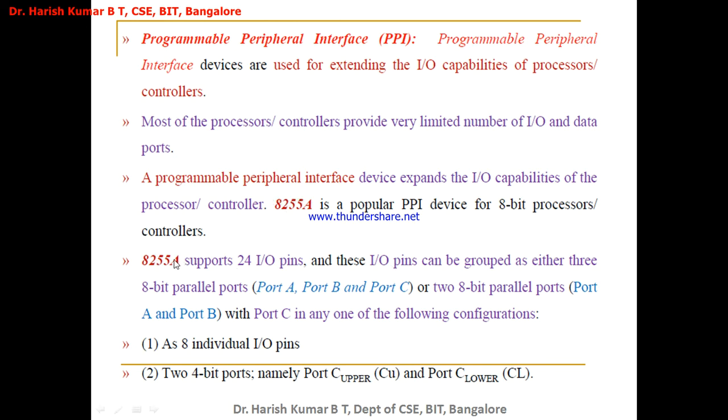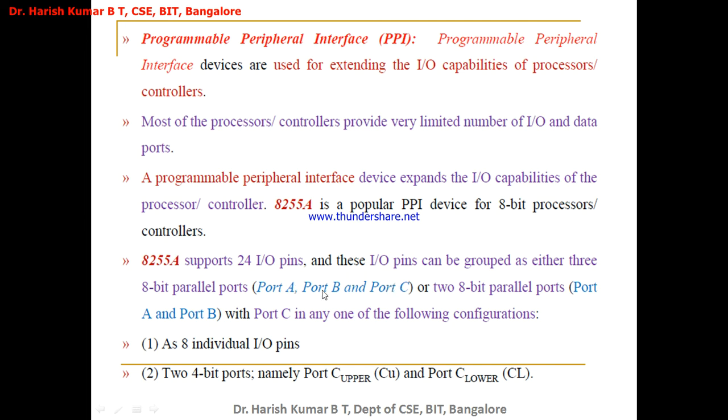Now 8255 has 24 input output pins, and these 24 IO pins are grouped as port A, port B and port C. Each one is an 8-bit port. This is an 8-bit port, port B is again an 8-bit port, and port C is again an 8-bit port.